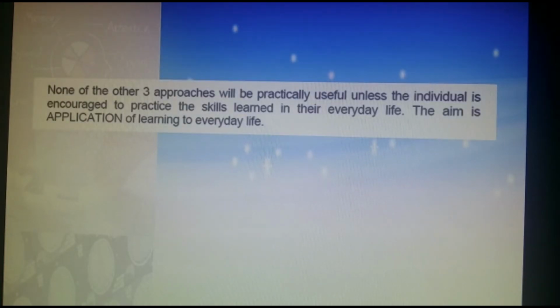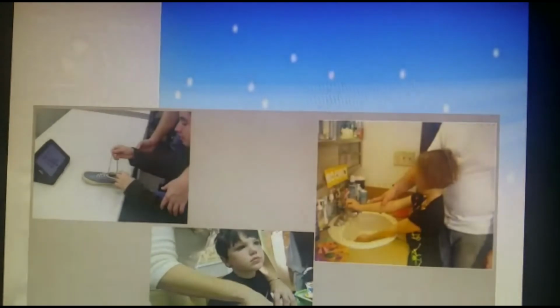So remember, none of the three approaches will be particularly useful unless the individual is encouraged to practice the skills learned in their everyday life, and the aim is application of learning in everyday life. So just remember this take-home message. And we know we can use the daily life activities to improve the cognitive skills. At the same time, I can use it to improve the functional skill.